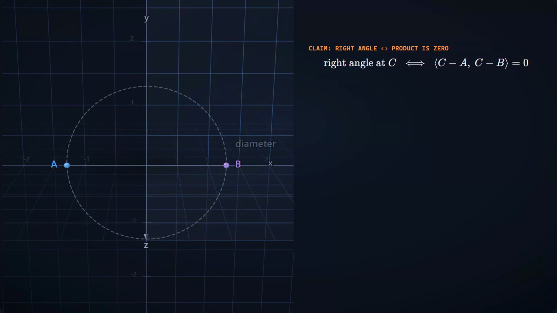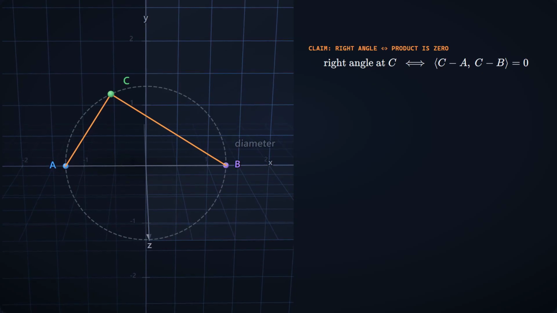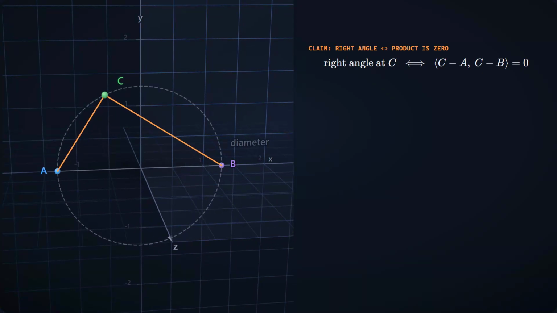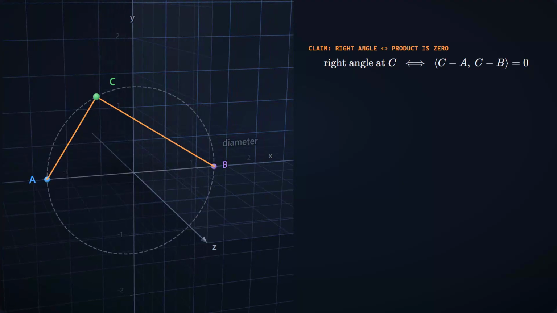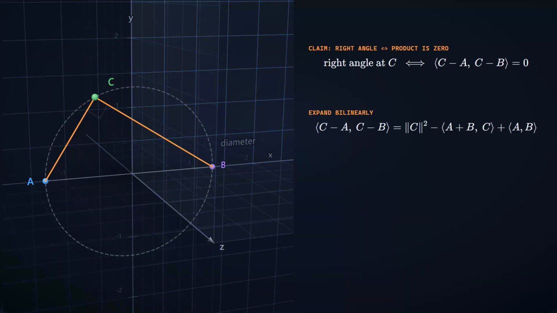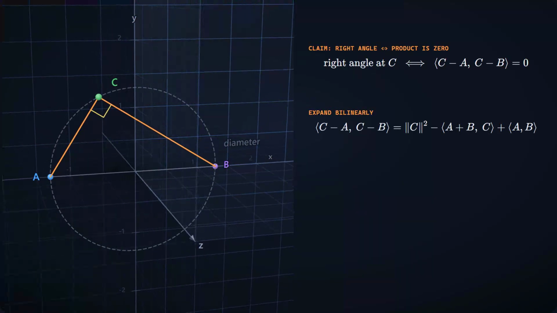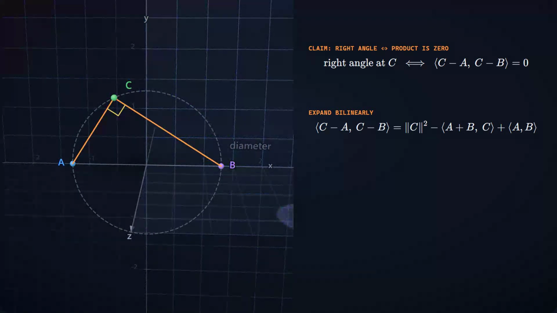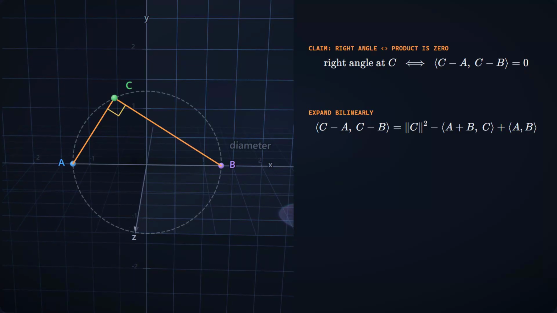That's a strong promise. And a right angle at C means the two legs, C minus A and C minus B, have scalar product 0. So we just compute that product and see what it takes. Expand it with bilinearity. The cross terms gather into the product of A plus B with C, and we're left with norm of C squared, minus that, plus the product of A and B. That's a mess of 3 terms. What collapses it?